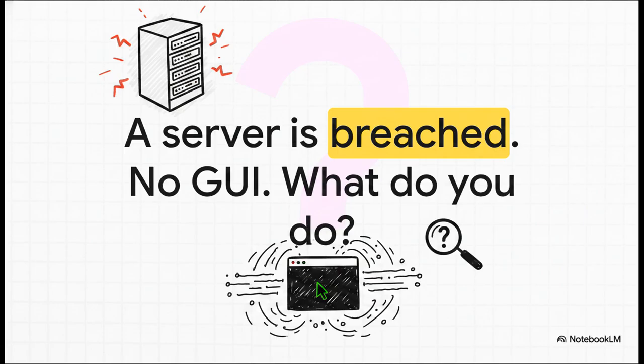Picture this high-stakes scenario for a second. An alert suddenly flashes on your dashboard. A critical Linux server has just been breached. You remote in to investigate, but there are no windows. There's no mouse cursor, no fancy icons to click. You have absolutely zero graphical user interface. You are literally just staring at a blinking cursor on a pitch-black screen. So what do you do? Well, if you don't know the command line, your investigation is pretty much over before it starts. But don't worry, by the end of this explainer, you'll know exactly how to handle a situation just like this.